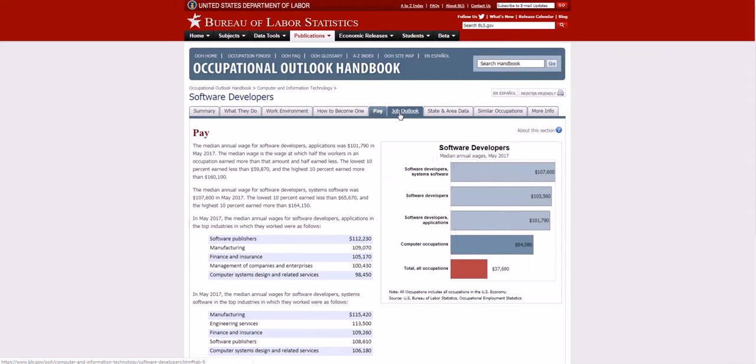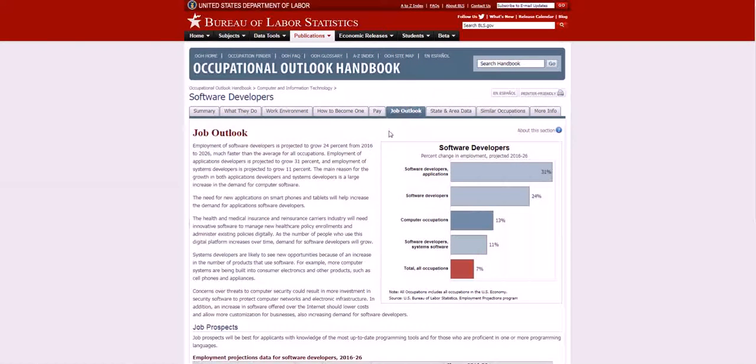You can also look at the job outlook, which shows how fast the job market for that particular job is growing or declining. Certainly if something is in decline or not growing as fast as average, you may want to have that be a consideration as to maybe thinking about alternatives if that first job you're thinking about doesn't work out.